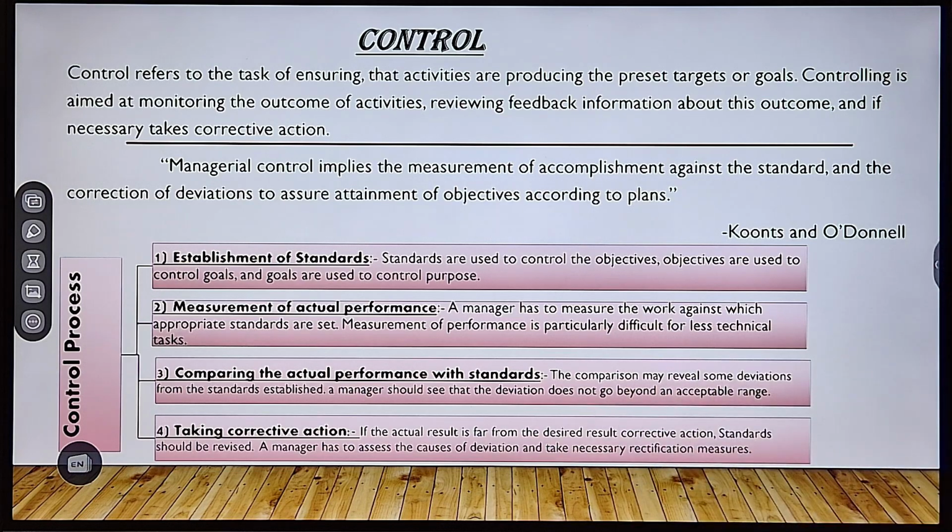So in that way, we will do the controlling. We'll try to find out the deviation, the problem. Why it is arising, we'll try to find out, and we will try to take the corrective actions by checking with the set standards and then trying to rectify the mistakes. Okay, that is an example of your controlling. So controlling, or definition by Koontz and O'Donnell, he gives the definition as managerial control implies the management of accomplishment against the standard and the correction of deviations to assure attainment of objectives according to plans.